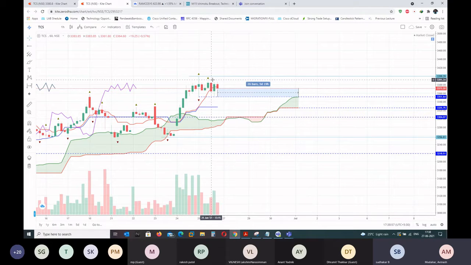It can be a fractal breakout or a daily breakout. Yeah, exactly. So these were the very basics.